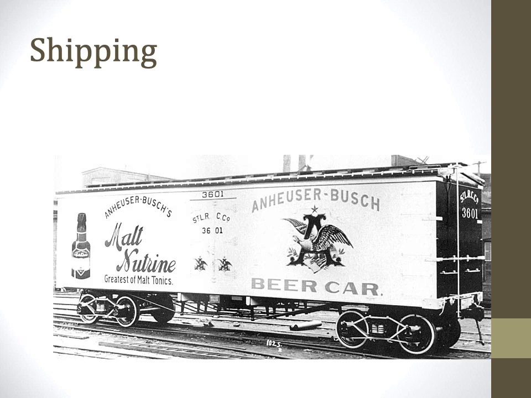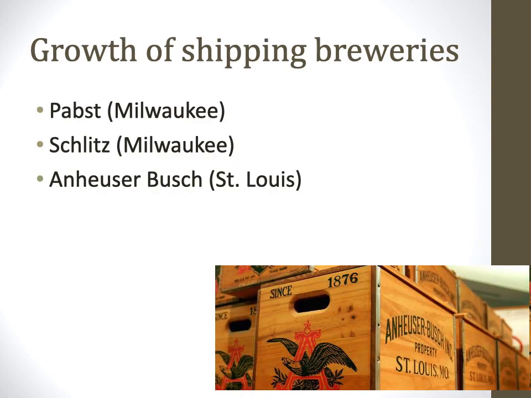So these two innovations together made a dramatic reduction in transportation cost and allowed brewers to ship outside of their local market. And that meant that some brewers could take advantage of economies of scale. There were some Midwestern breweries that took advantage of these changes, and these were known as the shipping breweries. So Pabst and Schlitz, based in Milwaukee, Anheuser-Busch in St. Louis, sold locally, but they also shipped to the East Coast cities.